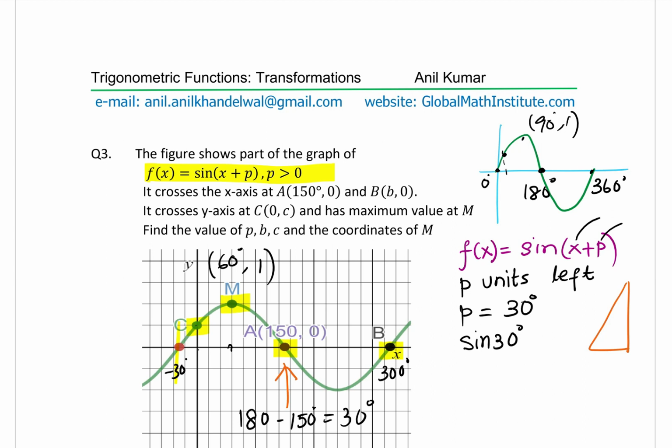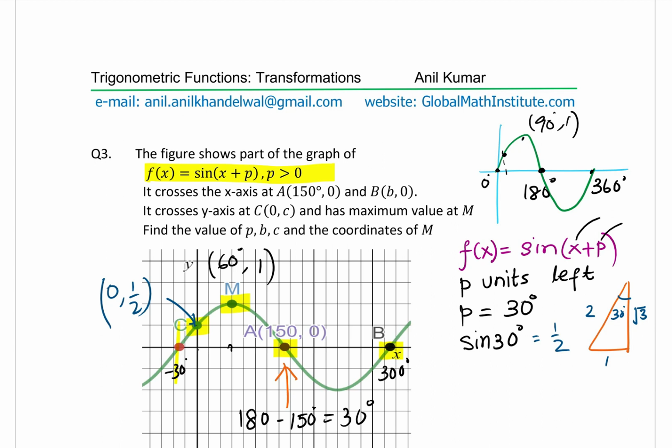This is a special triangle where the sides will be 1, 2, square root 3. That is the angle 30 degrees, and this value is half. So we know that the point C here is 0, half. Correct? So easily we can find all the parameters as shown on this particular graph. I hope you understood the method by which I found it. The idea to share with you is how quickly we can actually get to all the values.